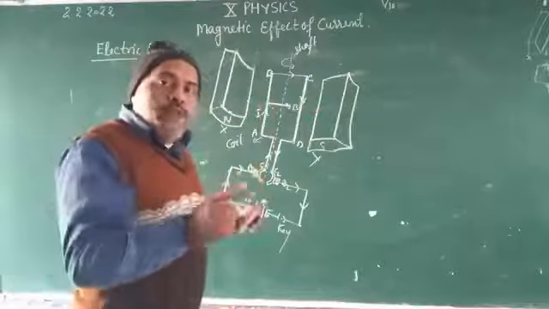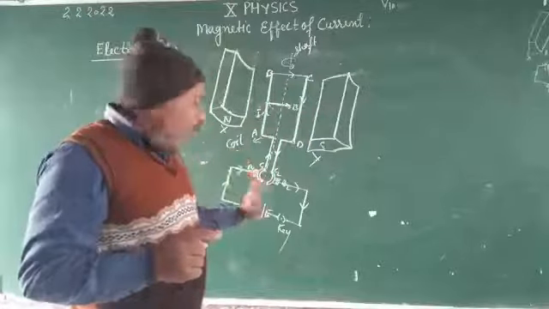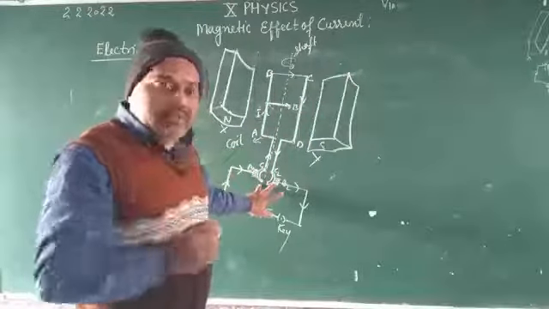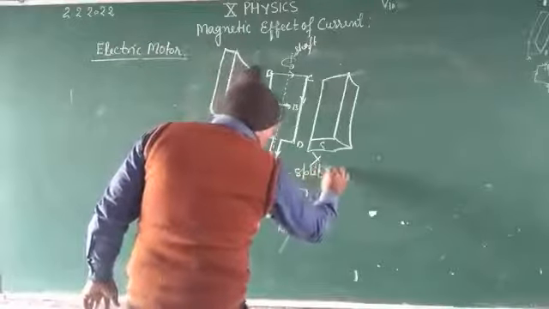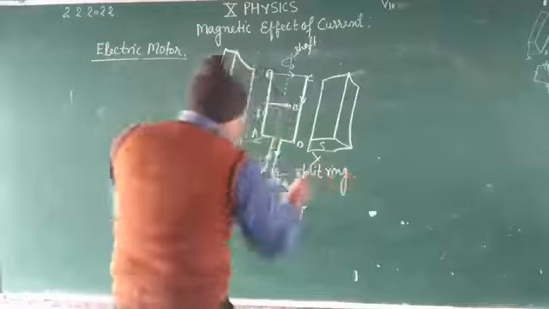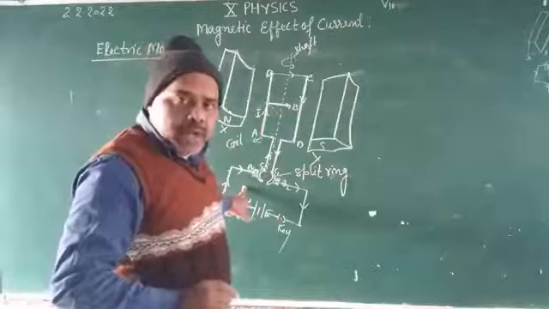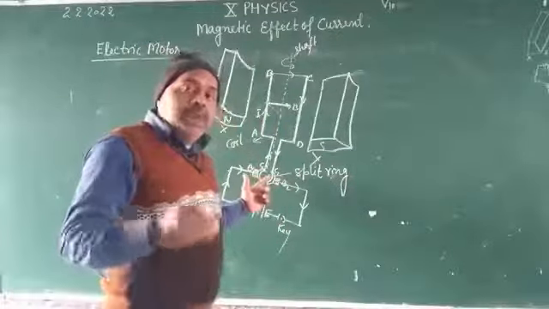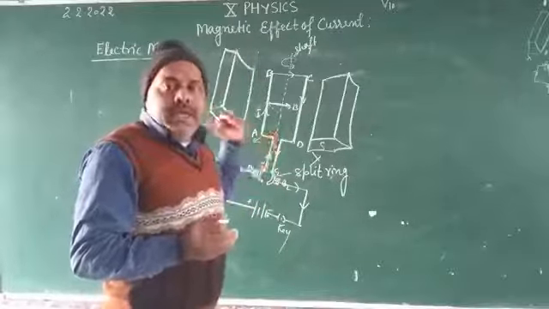So at every half rotation, the direction of current changes by the action of a split ring. This is a split ring. And these are the carbon brushes. B1 and B2 are the carbon brushes, which make contact at every half rotation. Now this process continues again and again.